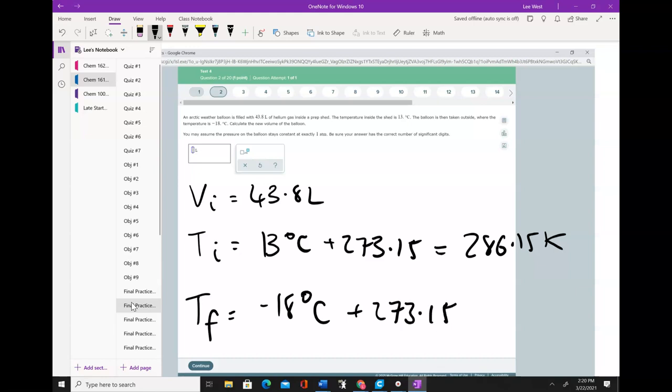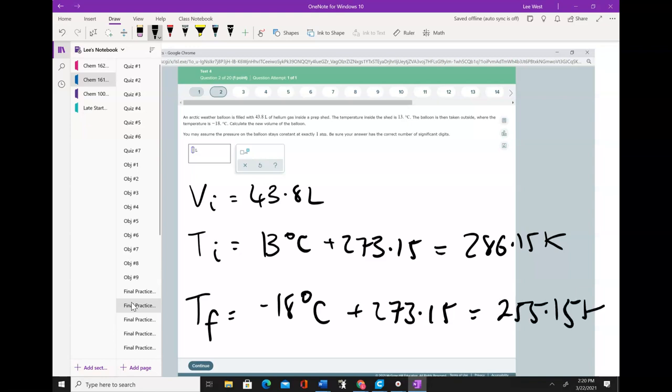So my change in temperature here, we're going to go from 13 to minus 18. So what do we get there? I'm going to do a calculator. This is my 7th hour of chemistry today, I think. So brain's a little slow. 255.15 Kelvin. We got it.